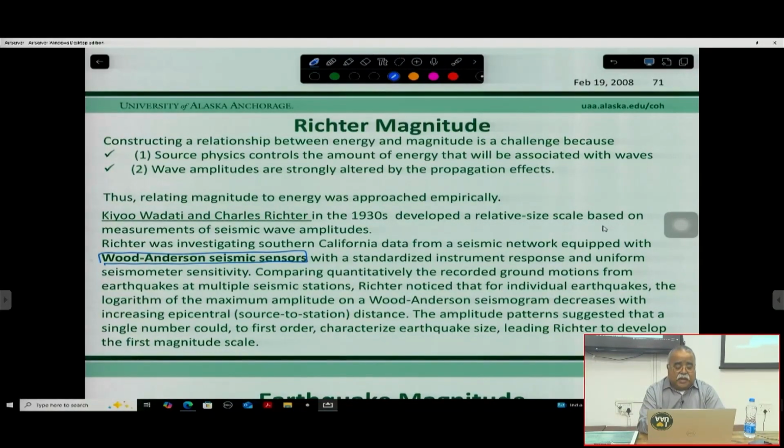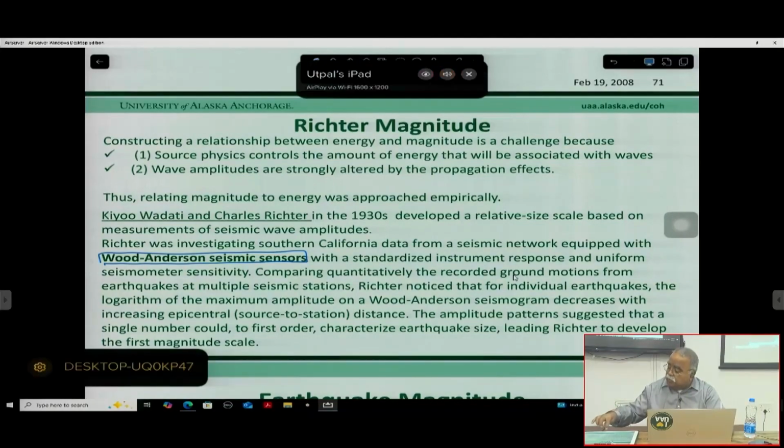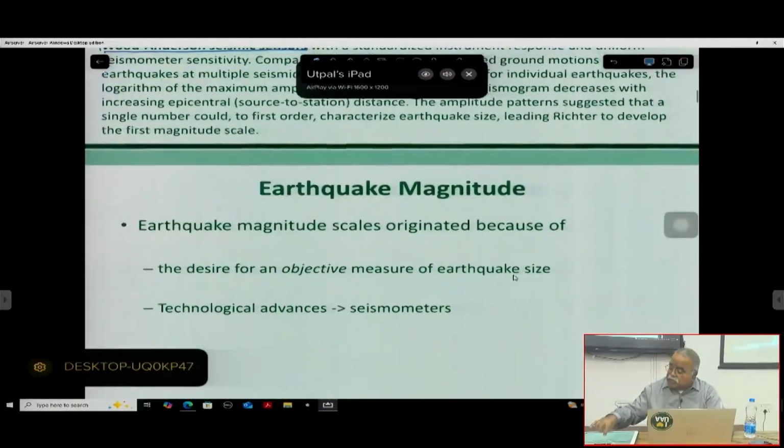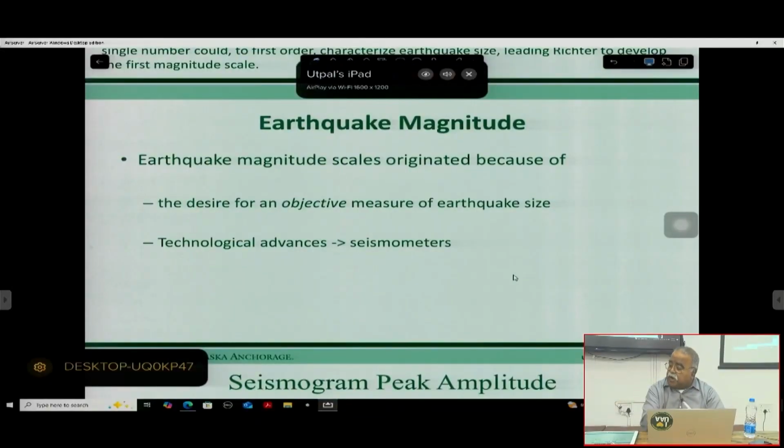Okay, and then he realized that we can calculate some magnitude or some numbers for a different type of earthquake, and that is where he first proposed the scale. So the earthquake magnitude scale originated because of the desire for an objective measurement of earthquake size, and also the development of the new equipment, which we call a seismometer, which is the Wood-Anderson seismometer.